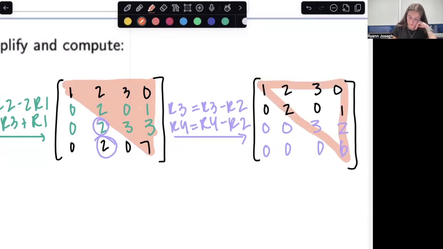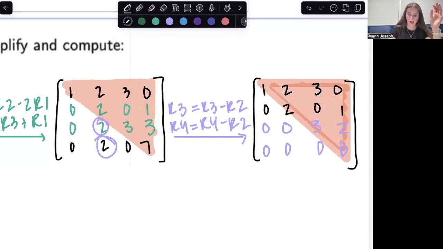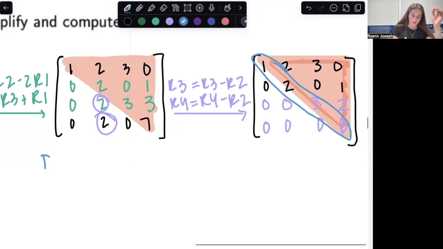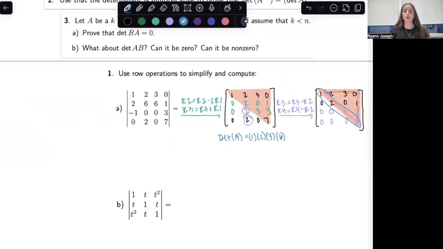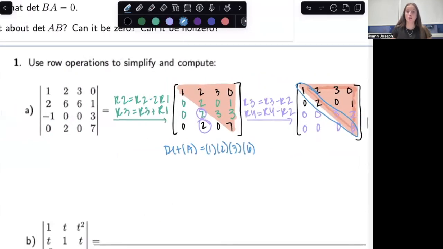Looks like this. That's what belongs in there. And so my determinant is going to be the product of the diagonal. So it's just these values multiplied together. Determinant of A is 1 times 2 times 3 times 6. And the biggest thing, remember, is we did row operations. So we changed the matrix somehow. We have to make sure that that didn't change the determinant.